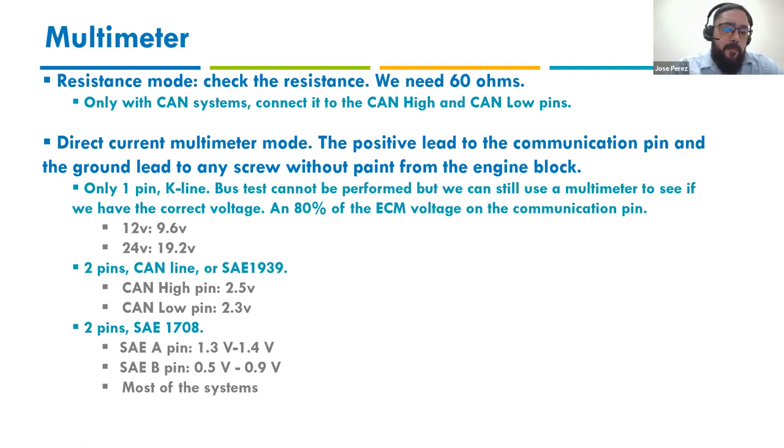So with two pins, as you can see, the CAN line, or J1939, very common, you would have 2.5 on the CAN high and 2.3 on your CAN low. SAE J1708, two pins as well. You would basically have on the A pin 1.3 to 1.4 volts. Pin B would be 0.5 to 0.9 on most systems, of course.